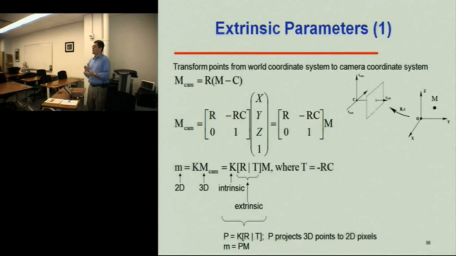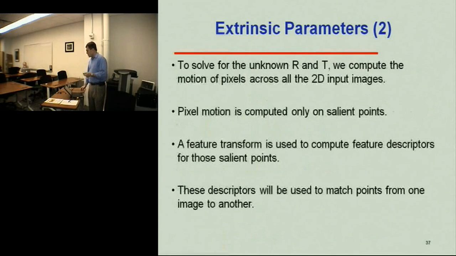We solve for the intrinsic camera parameters through the camera calibration model. That part is known. What is unknown is the R and the T, the rotation and the translation. So that's what we have to solve for. To do so we compute the motion of pixels across all of the 2D input images. And pixel motion is computed only on the salient points. So a feature transform is used to compute the feature descriptors for those salient points.